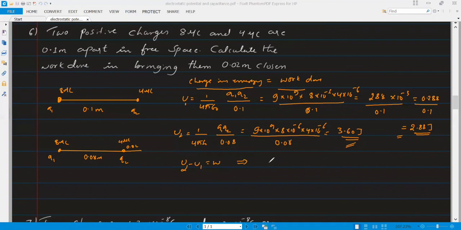This can be written as 3.60 minus 2.88 is equal to work done. So work done is 0.72 joules. This is how to calculate work done in this case.